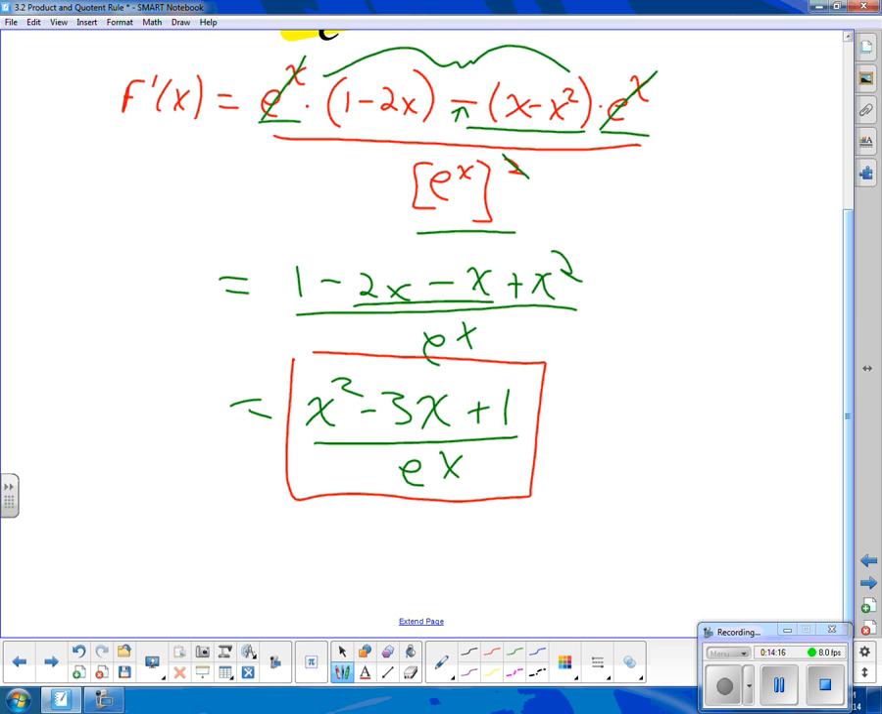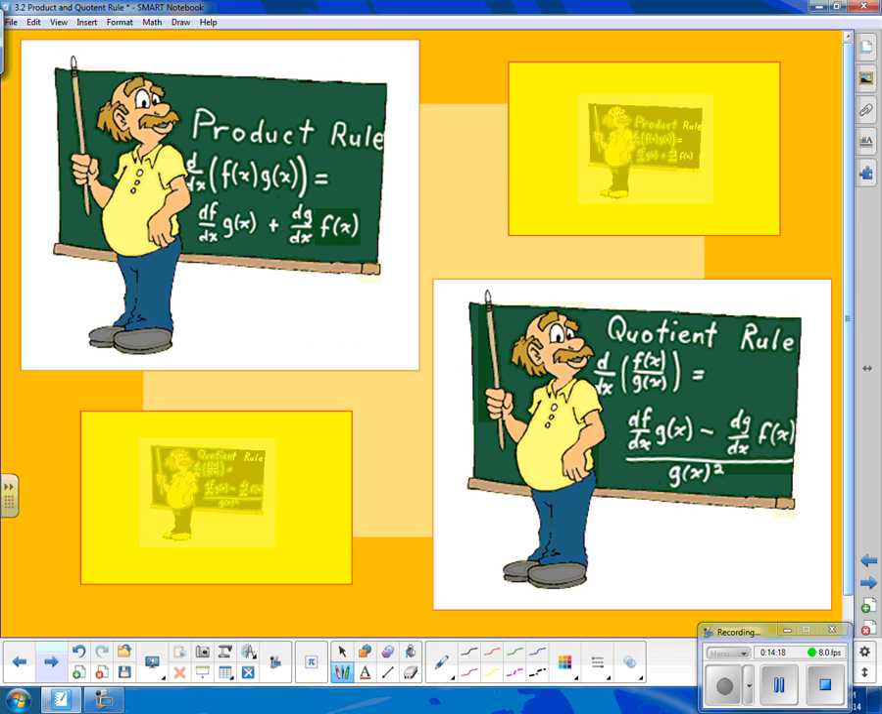All right, so that is the product and the quotient rule. And there they are again. We will do some more examples in class. We will probably prove at least the product rule just to show you where it comes from.